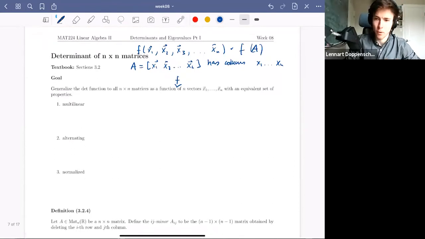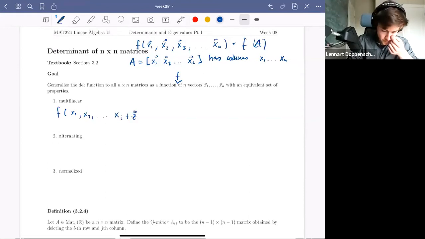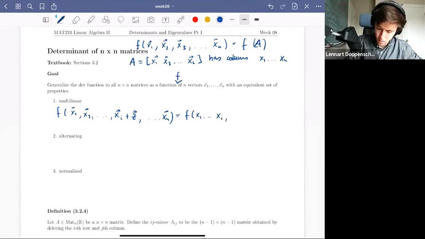All right, so what does it mean to be multilinear? As Andrew's question already suggested, or as my answers to that suggested, if we have x1, x2, at any point we have xi plus z. So in any of these, this could be the first, the second, the last, doesn't matter. If any of these arguments is actually a sum of two vectors, then we want this to be the function applied to all the vectors x1 to xn with the first summand.